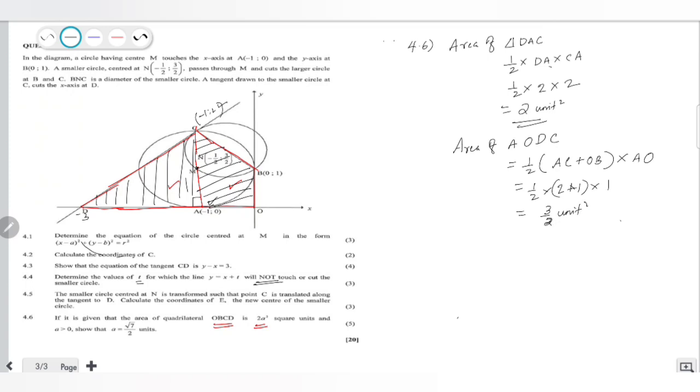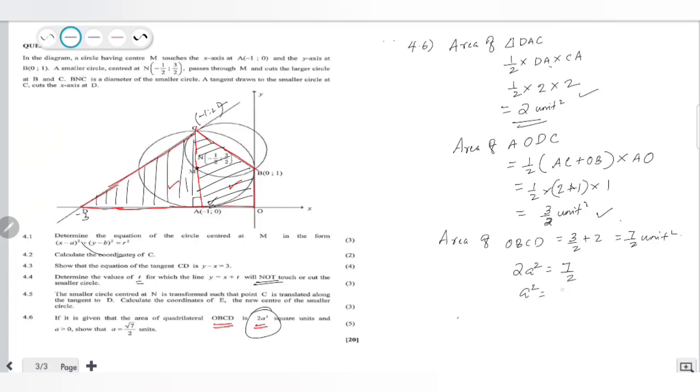3/2 unit square. So what is the total area of the shape OBCD? You have to add this one plus this one, that is 3/2 plus 2, which is going to be 7/2 unit square. And they already gave the area in terms of a as 2a square. So the area is 2a square, which is the same as the actual area we got, 7/2, isn't it?